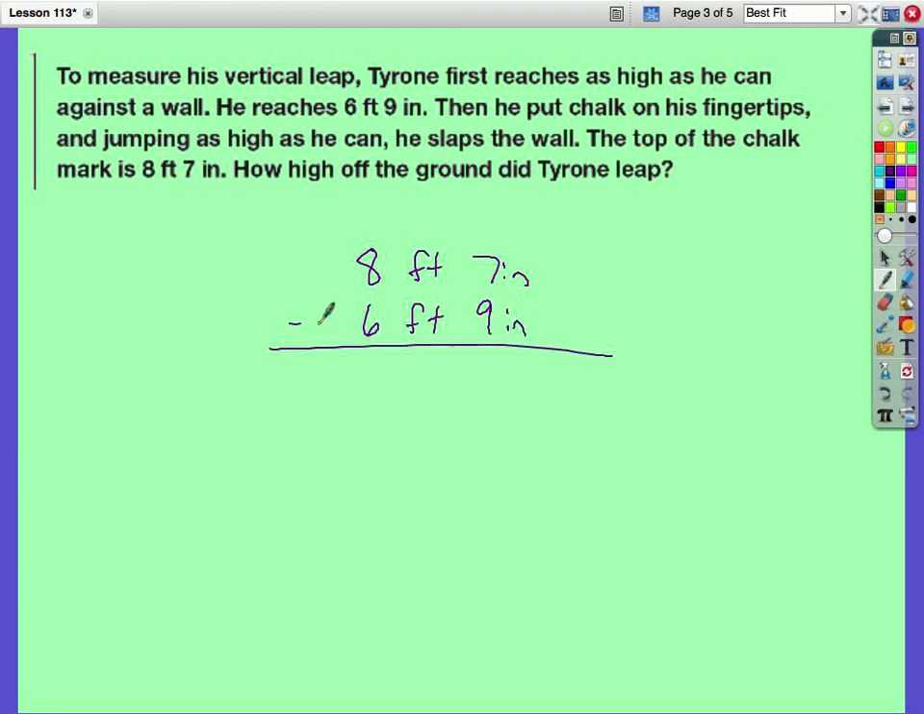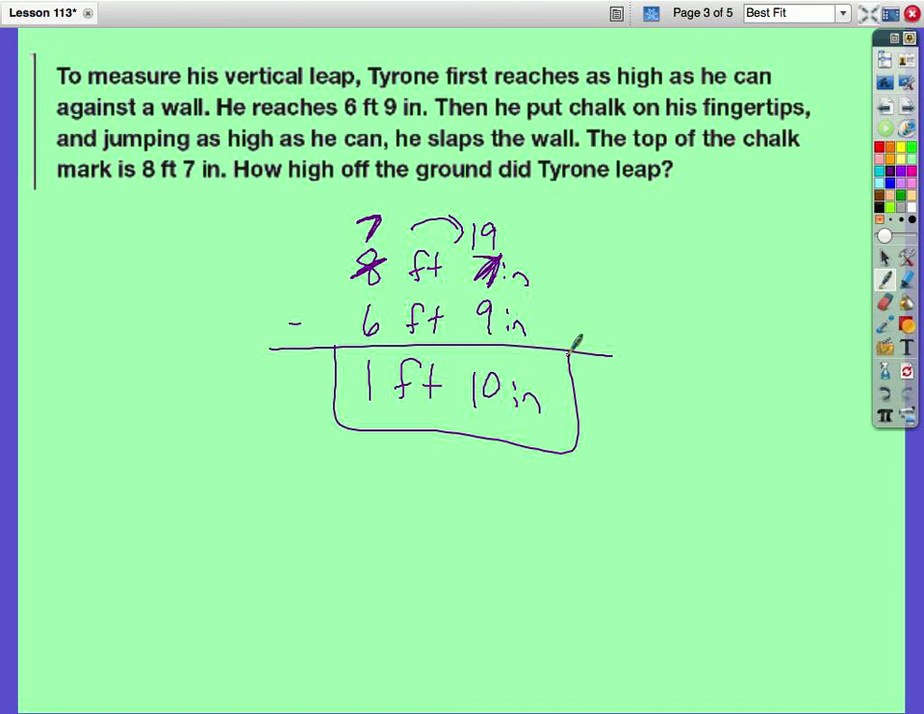So if I'm subtracting, remember I have to start on the right, so I'm going to start with my inches, but I can't take 7 inches minus 9 inches. I'm going to have to do some borrowing. Okay? So obviously I need to borrow from the feet, so that 8 is going to become a 7. Now when I borrow feet, remember it's not 10 inches in a foot, it's 12 inches in a foot. So what I need to do is take the 7 plus 12, because I brought 12 inches over here. So when I add 7 plus 12, I get 19. Now I can subtract. And you can see that I jumped 1 feet 10 inches.